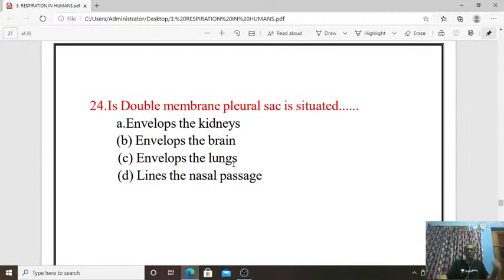Next, 24. Where is the double membrane pleural sac situated? The pleural membrane is present as the envelope of the lungs, the covering of the lungs, isn't it? The covering of lungs is called the pleural membrane. In between the outer parietal pleura and inner visceral pleura, we can observe the pleural sac, and pleural fluid is going to be there in that pleural sac. And the last question.